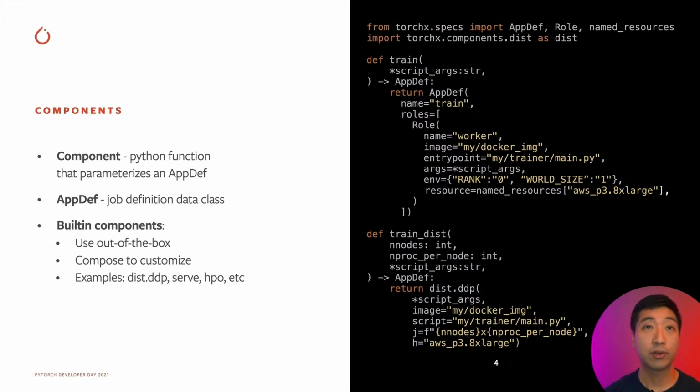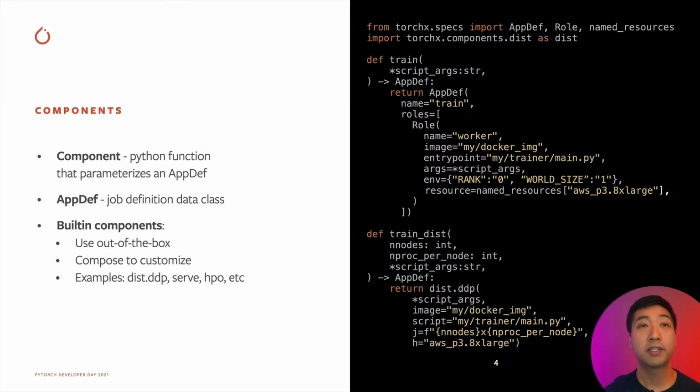But unlike train, rather than spelling out the appdef, it's using a built-in dist-DDP component. This makes things much more concise for train dist, despite the fact that it is actually asking the scheduler to run a more complicated job.